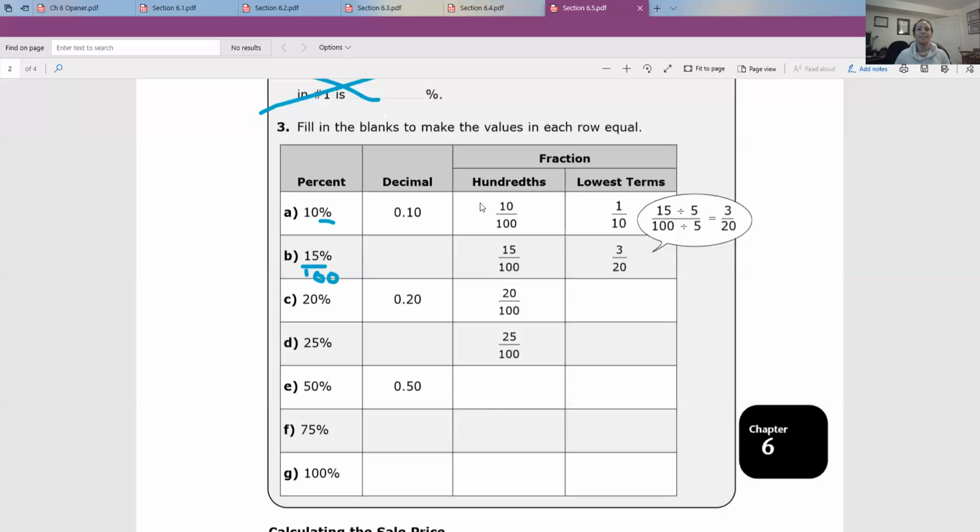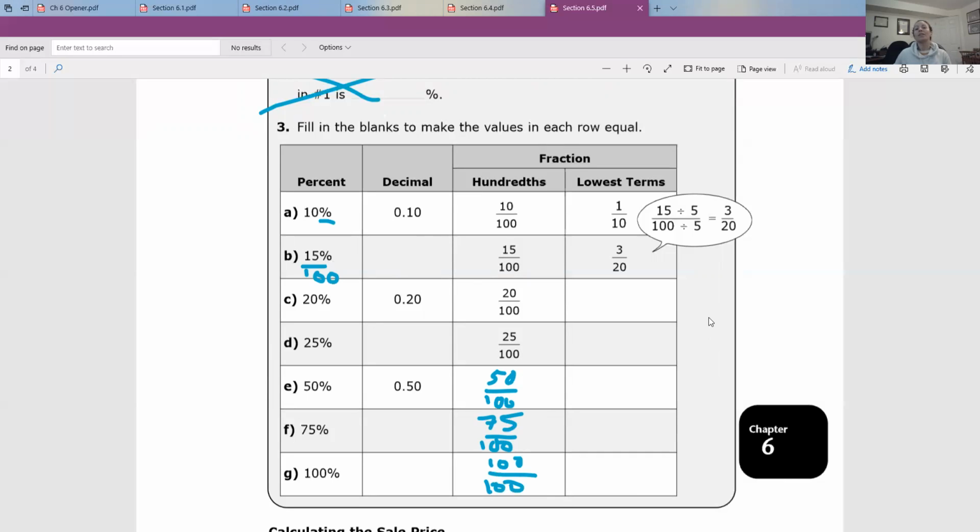Okay, so 10% is 10 out of 100. 15% is 15 out of 100. 20% is 20 out of 100. Okay, so this one here would be 50 out of 100. And 75 out of 100. And then 100 out of 100. There we go, 100 out of 100.